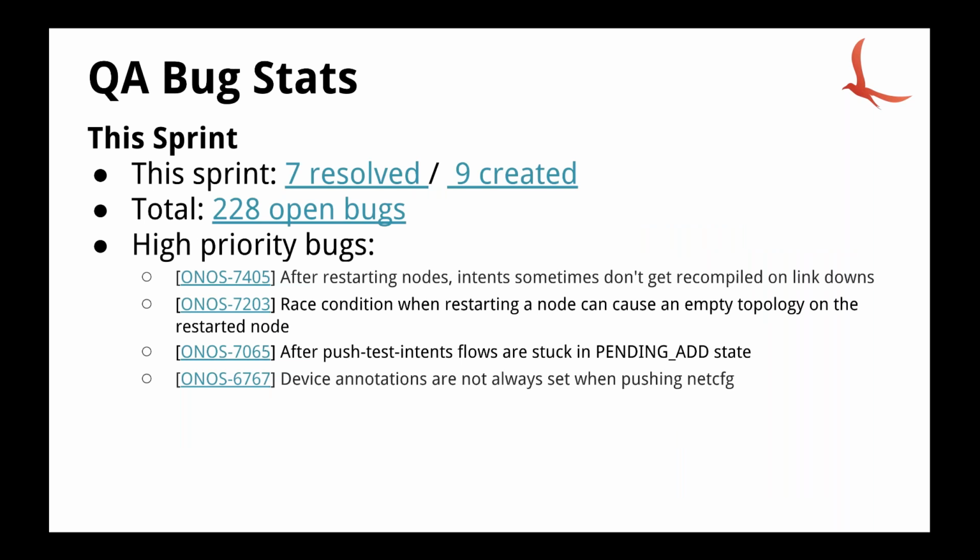Bug stats, I think these were updated earlier this morning, so it might be slightly different. But there were 7 resolved and 9 created in the sprint, which gives us a total of 228. If anyone has outstanding bugs that have been around for a while and no attention, probably should comment, or if something you filed a long time ago is still there but is no longer relevant, please close them. I think we'll be doing another bug scrub soon-ish. And then there's a couple of bugs that we highlighted.